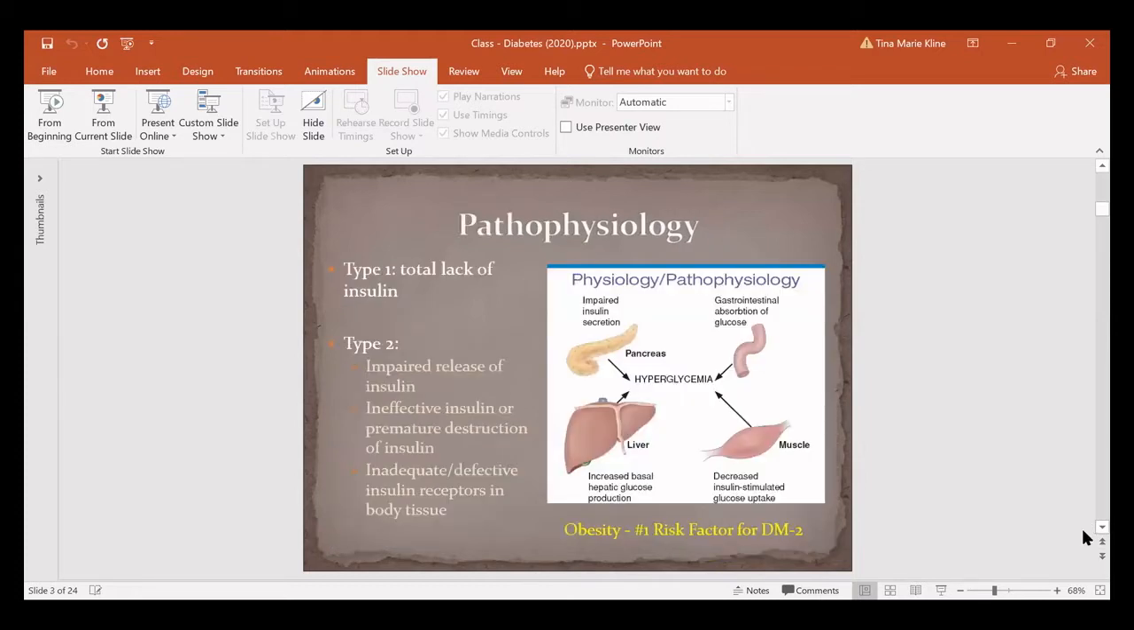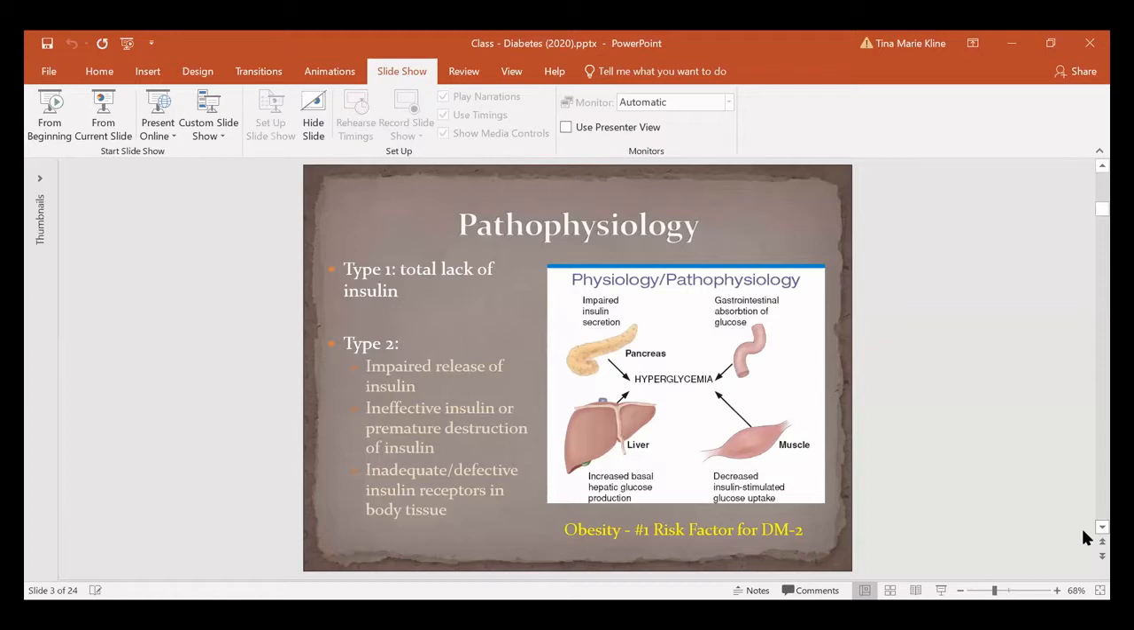Pathophys, just some basics here: understanding that in type 1, there is no insulin whatsoever being produced by the pancreas. Therefore, those patients are always going to need insulin, either as an injection, via pump, anything like that, but they are always going to need insulin.